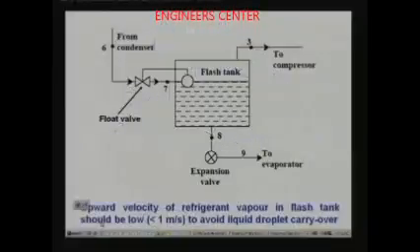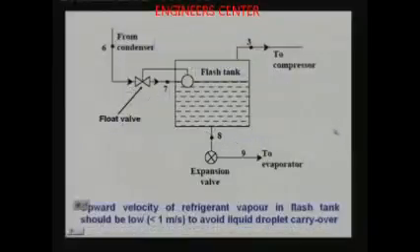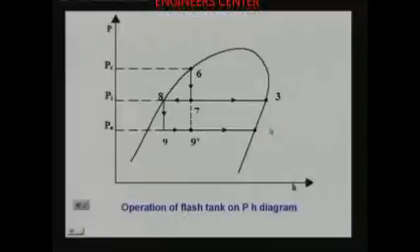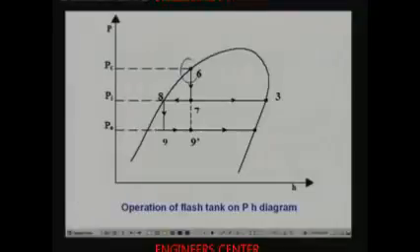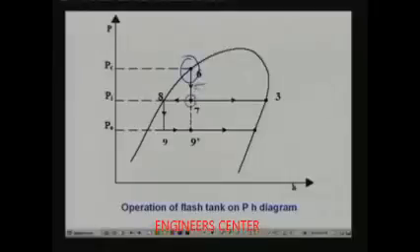Now let me show this process on the p-h diagram. So this is the process on the p-h diagram. This is your inlet to the float valve. It is entering at point 6 in the float valve, and in the float valve the pressure has reduced from PC to PI. So this is the operation of the float valve, and this is the point at which the refrigerant enters the flash tank.